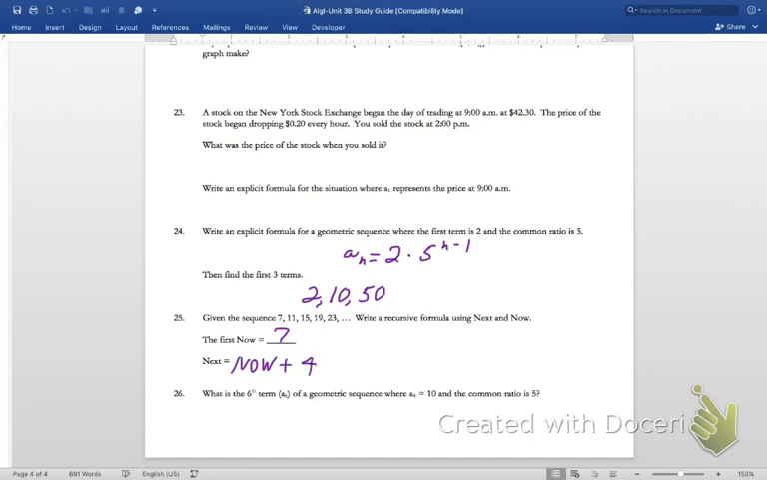26, the last one, the sixth term of a geometric sequence. We've got to find it, given the fourth term, and a common ratio of 5. So if the fourth term is 10, that means the fifth term we would find by multiplying that by 5. And the sixth term would multiply by 5 again. And that's 250. That's the end of the study guide.